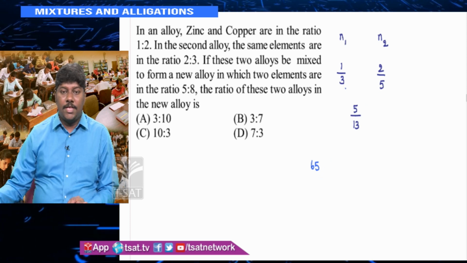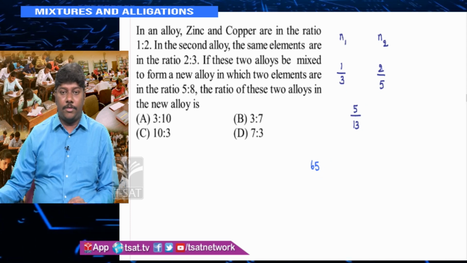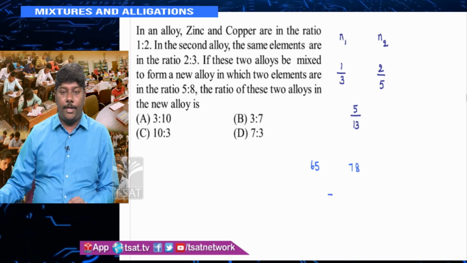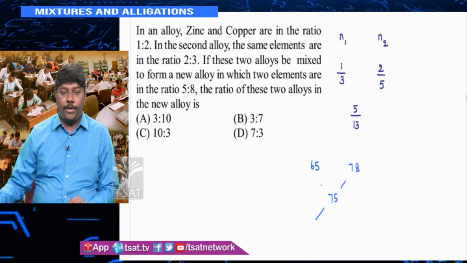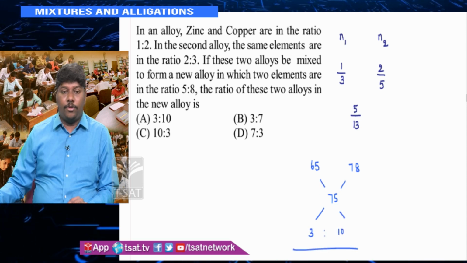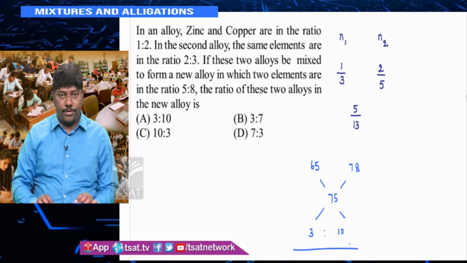In the second case, 3 into 13, 39 will be left out. So 39 into 2 is 78. Here only 3 into 5, 15, therefore it is 75. I would say the N1:N2 ratio would be, this is 3 parts, this is 10 parts. You are mixing both of them in the ratio 3:10.